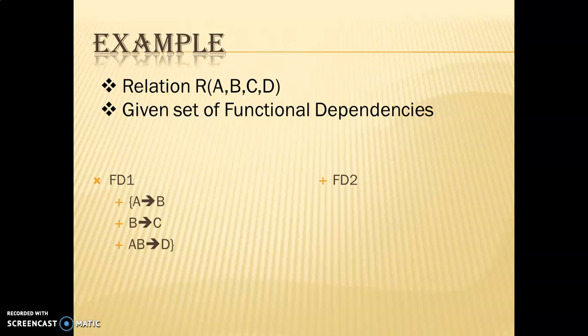Okay, now let us learn the same through an example. We have a relation R with 4 attributes, namely A, B, C and D, and two sets of functional dependencies. In FD1 we have A determines B, B determines C and AB determines D. In the second set, FD2, we have A determines B, B determines C, A determines C and A determines D. Now we are going to check for the equivalence.